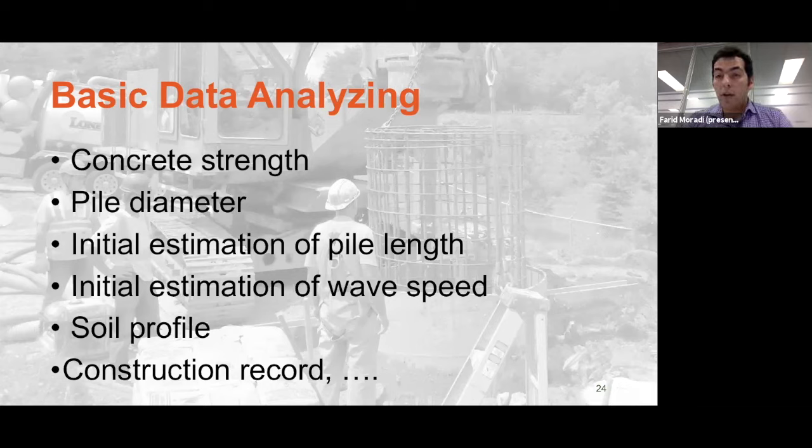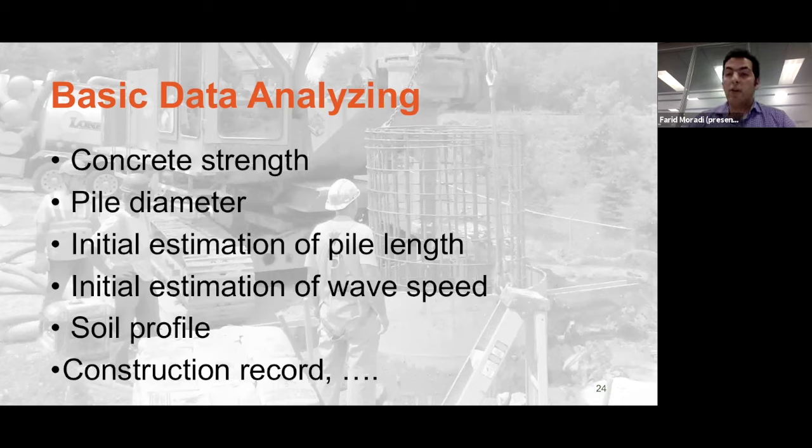The other thing to know is the pile diameter, because you should know the ratio of the length to the pile diameter. We never recommend using ASTM D5882 pile integrity testing for a ratio higher than 35. It means if you are going to do pile integrity testing on a pile with a diameter of 1 meter, the results would be reliable when your pile length is less than 35 meters.